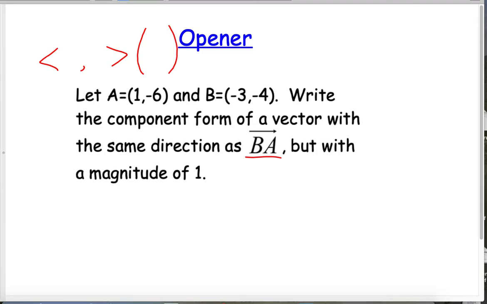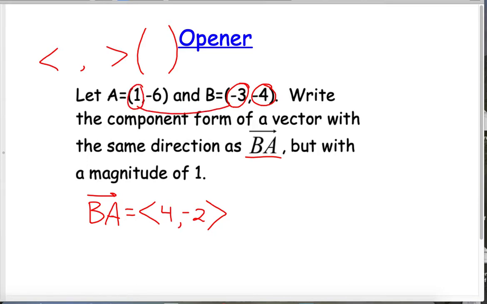So from B to A, remember we do terminal minus initial. So we're going to get BA in component form to equal (4, -2), since 1 minus -3 is 4, and then -6 minus -4 is -2. Another way to think about it is look at the coordinates of B. If I'm starting at B and I'm at -3 and I go to 1 in the x direction, that's moving 4 to the right, that's positive. And then if I'm at -4 and I'm moving to -6, that's moving left 2, so that's -2.